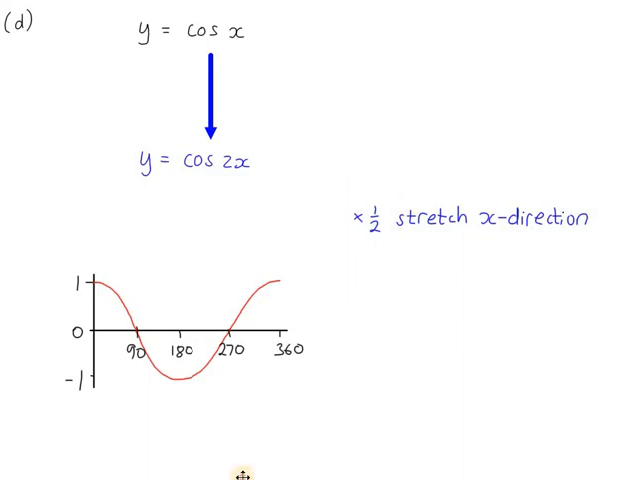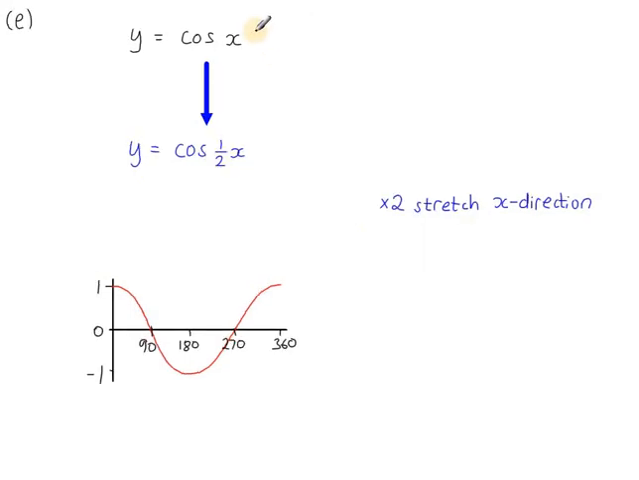So the new x coordinates, without actually redrawing the graph again, if I remove the old x coordinates and then replace them with the new ones, these are all half of the original x coordinates. So we get this graph. This is the graph of y equals cos 2x.